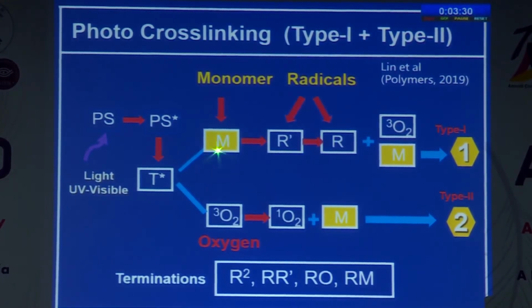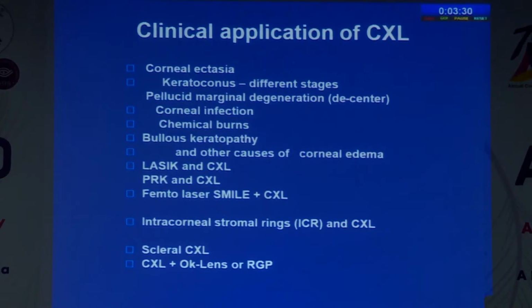And type 1 is going this way. So you can see a direct coupling to the monomer and then producing radicals, possibly with oxygen or non-oxygen, that becomes type 1. Now type 2, you always need oxygen, very important. Without the oxygen, you don't get a type 2 process. So that's the mechanism, type 1 and type 2.